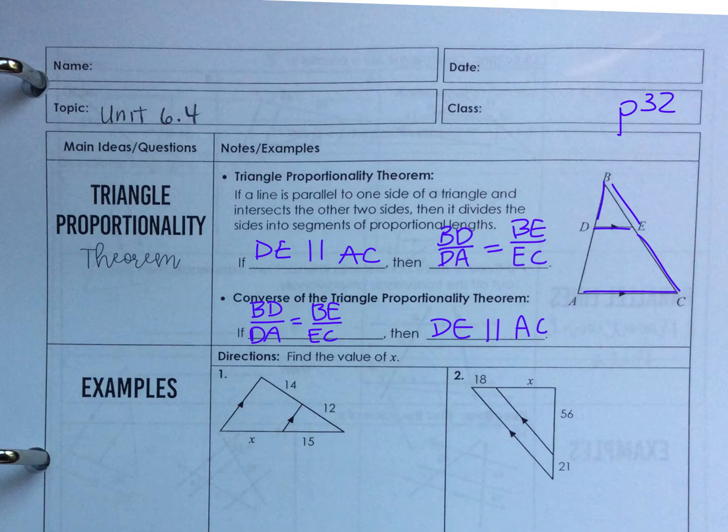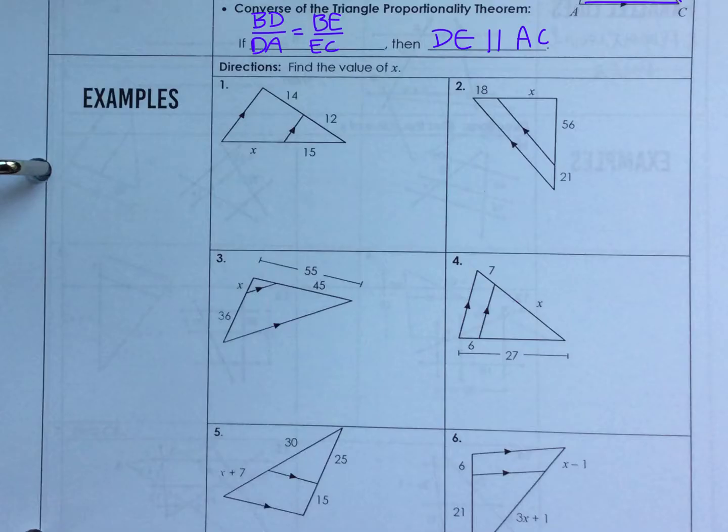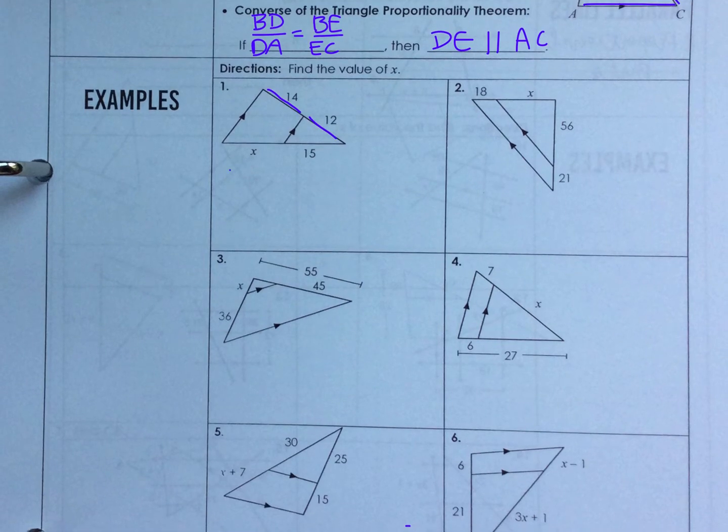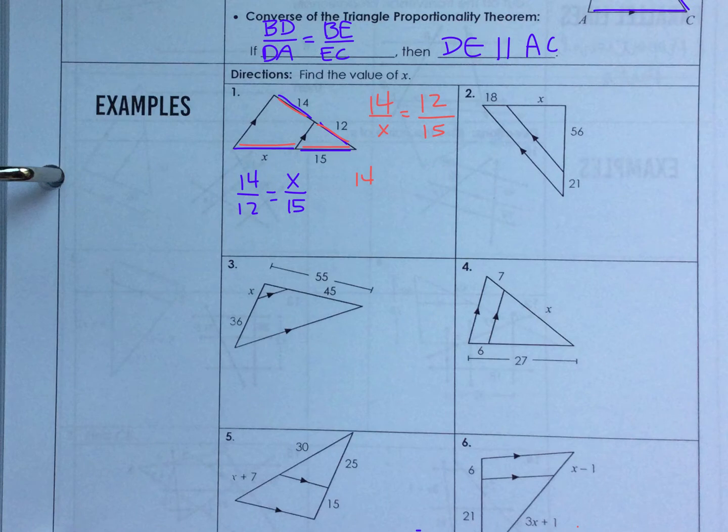So let's do a couple examples. In this first one, I'm going to figure out what X is because I know they're proportional. There's a couple different ways you can set it up. You could say 14 over 12 is equal to, and then across from the 14 is an X over 15. You could set it up that way. You could also go 14 over X is equal to 12 over 15. You will come up with the same answer. The only thing you can't do is say 14 over 15 equals 12 over X. They can't be across from each other like that. That is no good.